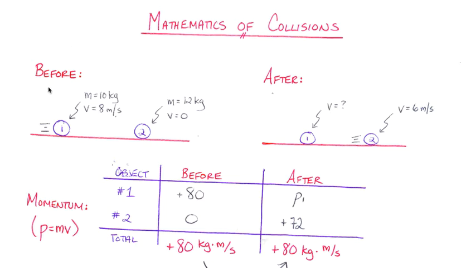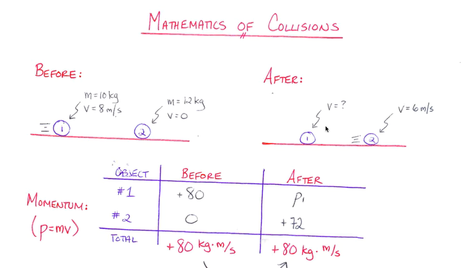Let's look at this situation where before, I have a mass of 10 kilograms and a velocity of 8 meters per second. That's what object 1 is traveling at, and it's about to collide with object 2, which has a mass of 12 kilograms and no velocity. It's stationary. Afterwards, the question is asking: if object 2, which was originally stationary, begins traveling to the right at 6 meters per second, what's happening to object 1?